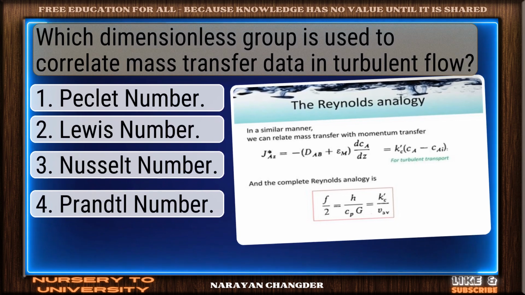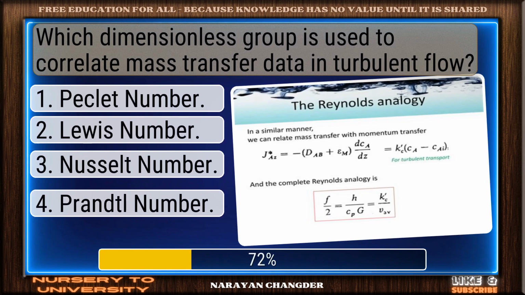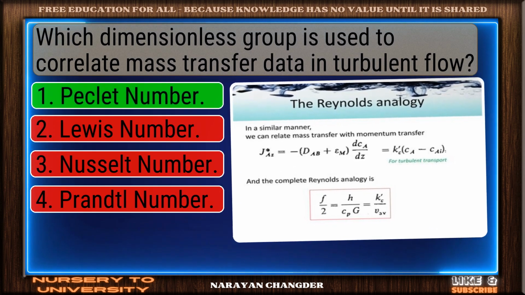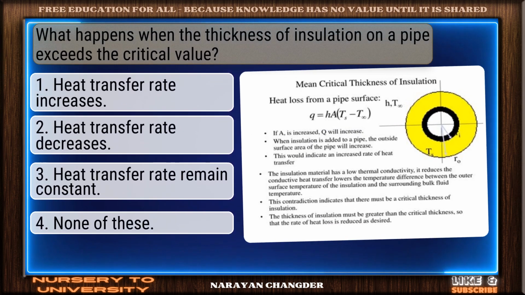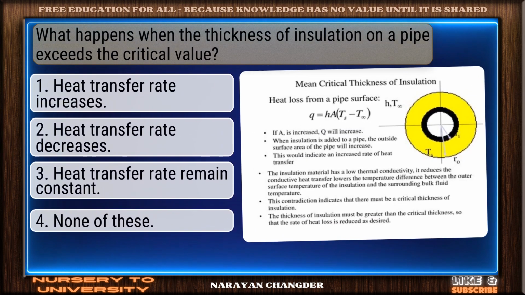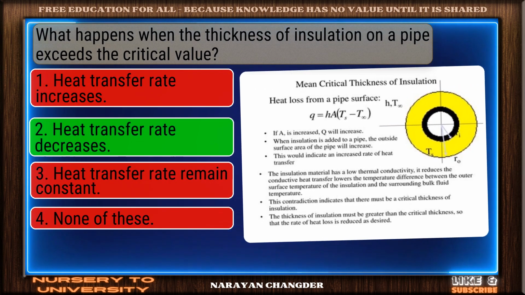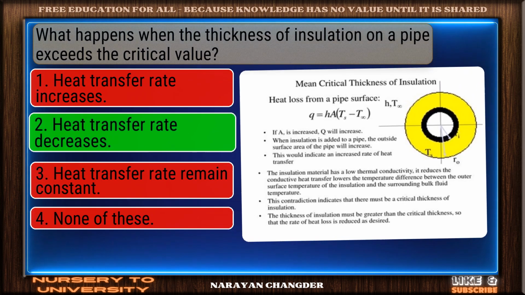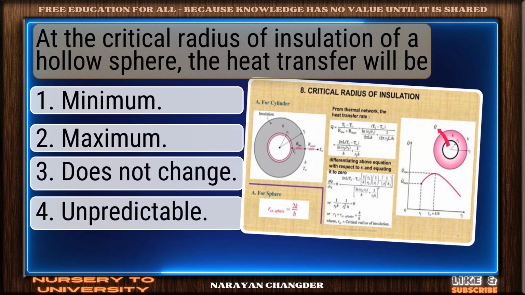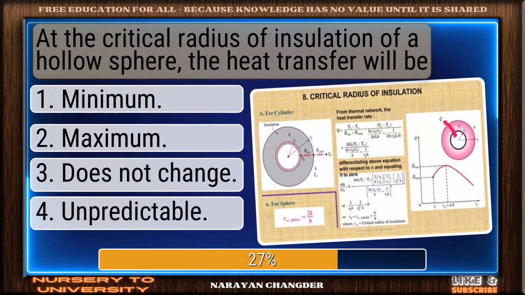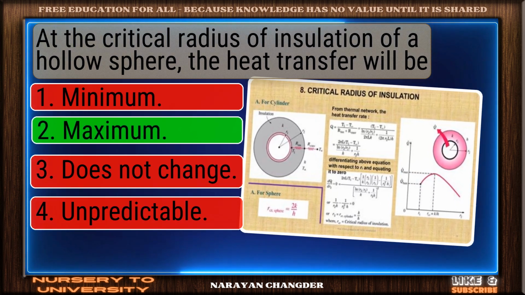Which dimensionless group is used to correlate mass transfer data in turbulent flow? Nice work. You chose Peclet number and it is correct. What happens when the thickness of insulation on a pipe exceeds the critical value? Perfect. Heat transfer rate decreases is the correct choice. At the critical radius of insulation of a hollow sphere, the heat transfer will be. Exactly. Maximum makes sense and it is the right choice.